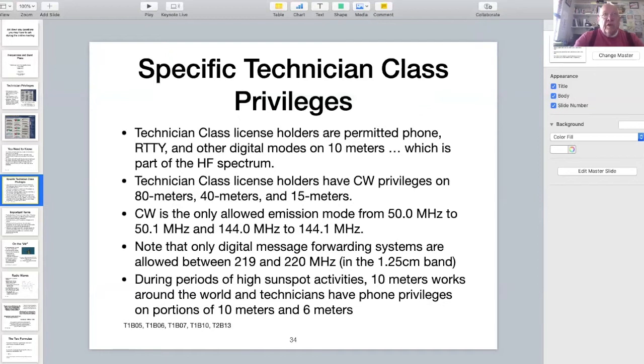During periods of high sunspot activity, 10 meters works around the world. And I'll talk more about the 10 meter band when we're discussing propagation, but the band varies in performance over an 11-year cycle. We're currently at the low point of this cycle, but in a few years, this band will literally be hopping with around-the-world communications opportunities.